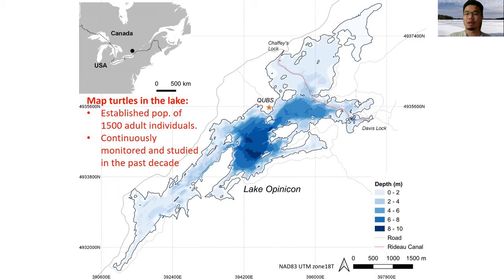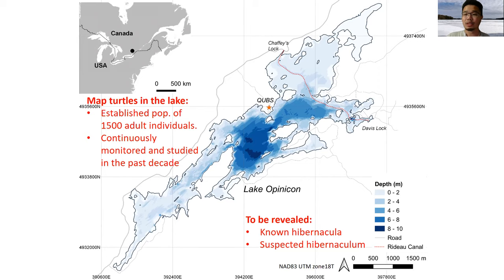Especially we know that turtles are hibernating at one site, one particular area of the lake that has been repeatedly confirmed during the winter surveys. So we know turtles are hibernating at that spot. And also we do know another place where we think turtles are hibernating, but we never got confirmation. Because in the springtime, early April, when the ice is just gone, you will see turtles basking at that site.